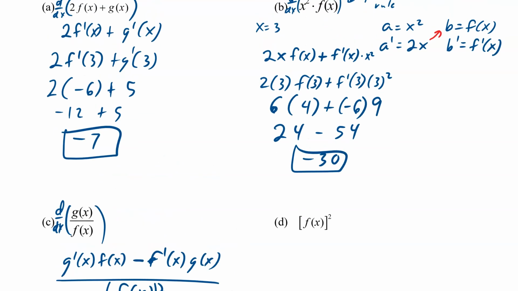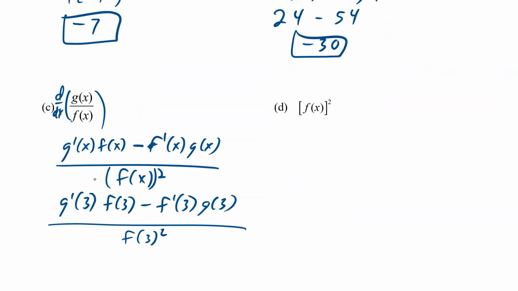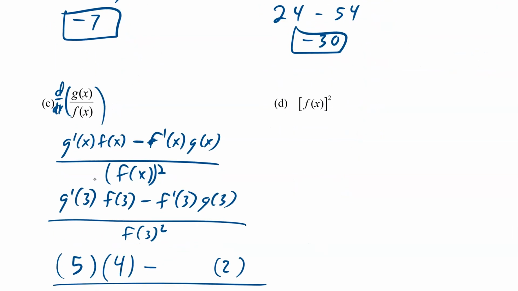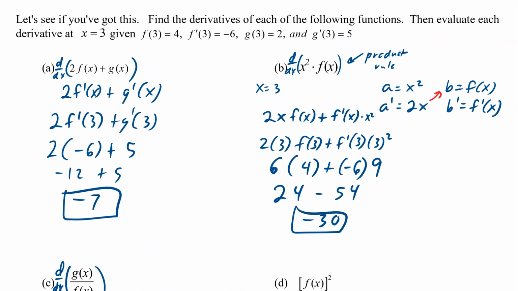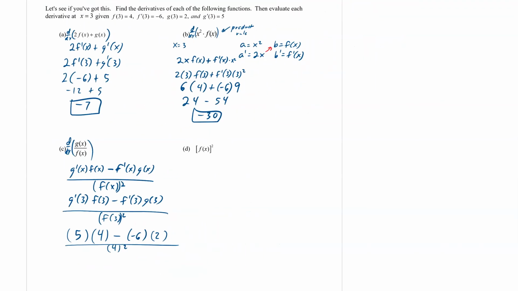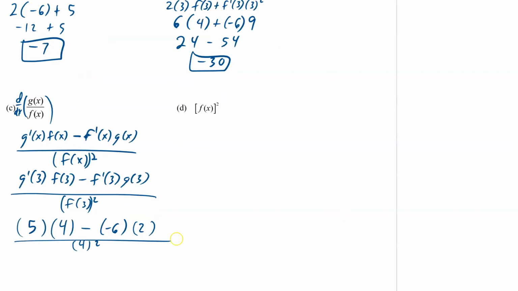Okay, so what is g prime of 3? Our g prime of 3 is 5, and our g of 3 is 2. So that's 5, and that's 2. And our f of 3 is 4. And our f prime is negative 6. All right, let's double check these. So f of 3, it's always best to make sure, is 4. G prime is 5. F prime is negative 6. And g is 2. All right, now we just need to simplify.